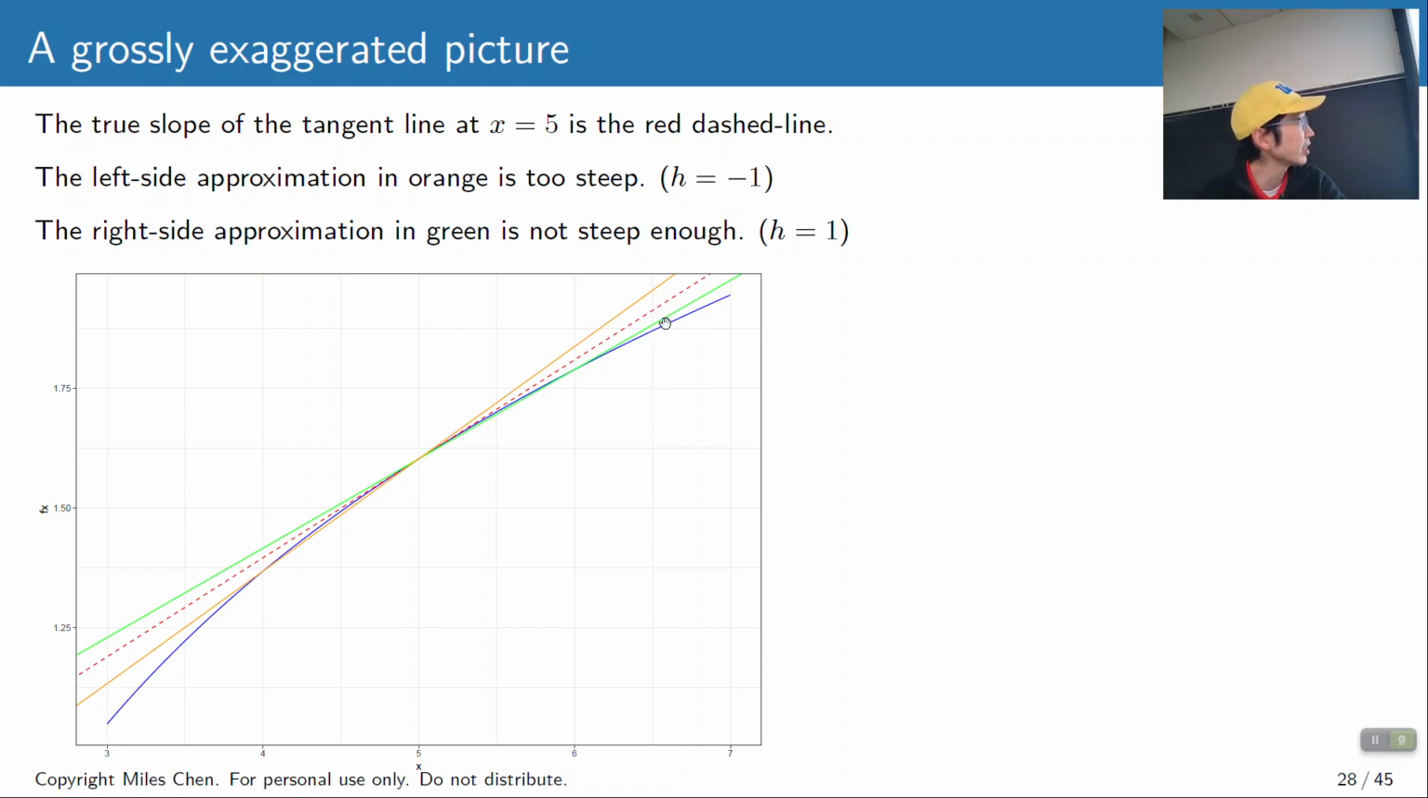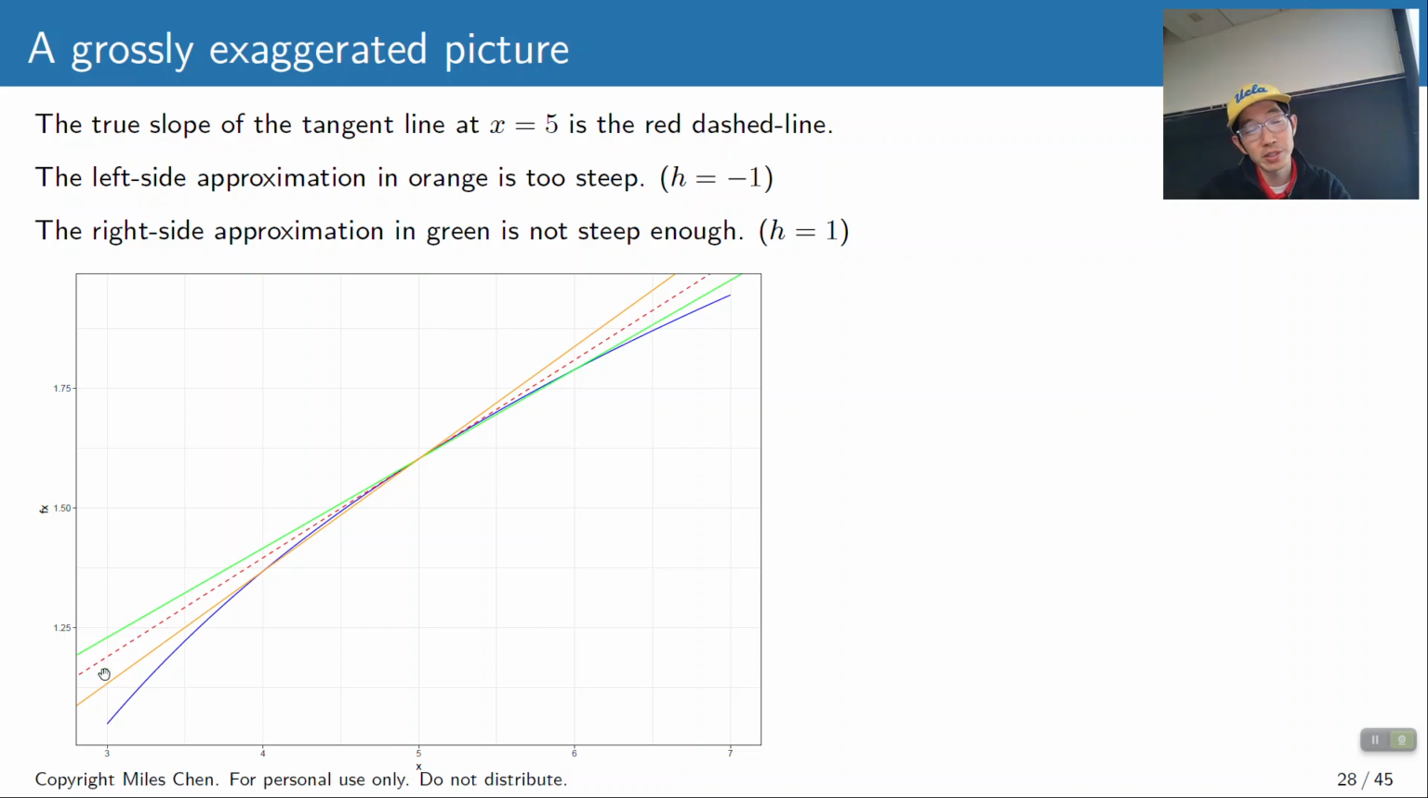And the true tangent line is this dotted red line, okay? And so what's going on here is the left-side derivative, where we're at 5. If I draw the left-hand side approximation, exaggerated, we can see it crosses here and here, and so this slope is a little bit too steep. The right-hand side derivative crosses at 5, and then we use the right-hand side, h is some positive value, and so its slope is a little bit too shallow, okay?